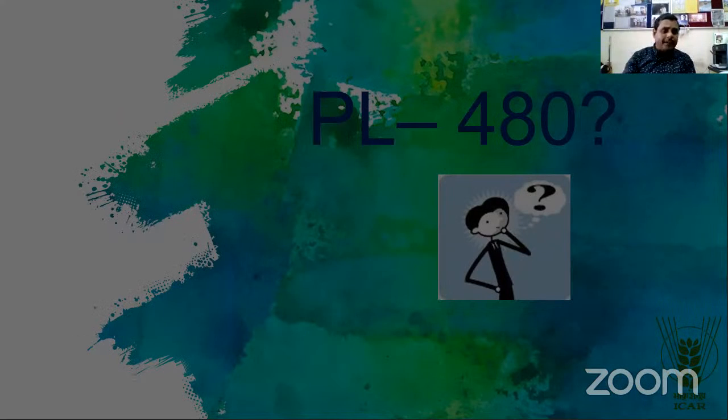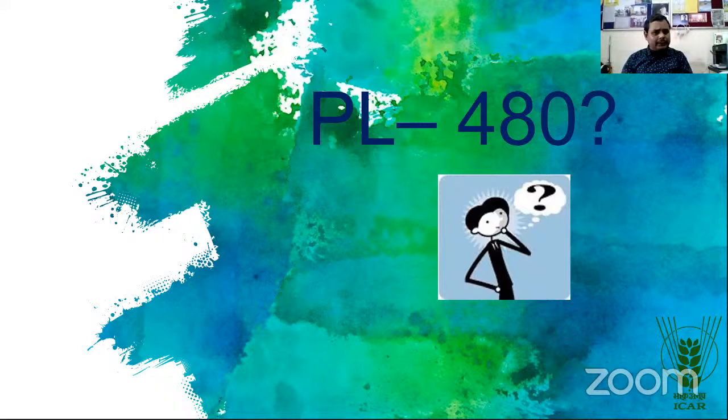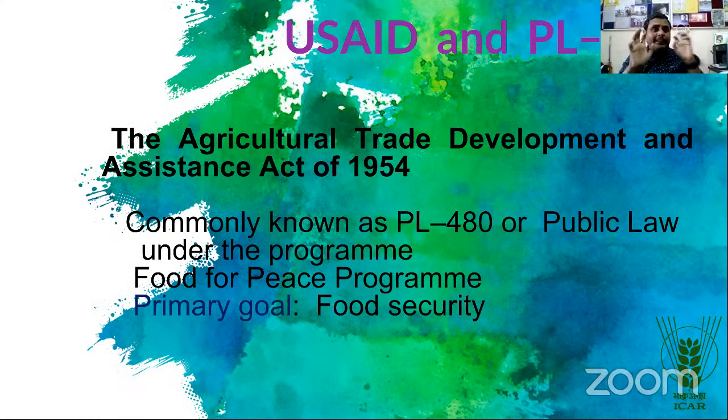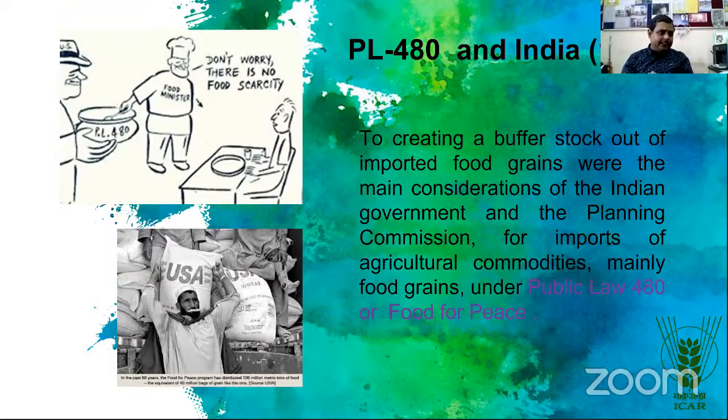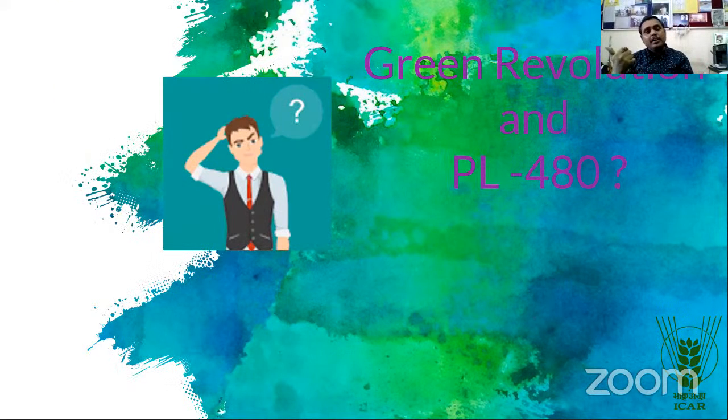The PL 480. You know, India was taking food as assistance from the US under PL 480. During the 1960s, our production was just 80 million tons, but 25% of our food was secured from imports. 16 million tons we were importing from the US, and during that time the US vigorously imposed its terms and conditions for giving food as assistance, food for peace, under PL 480.